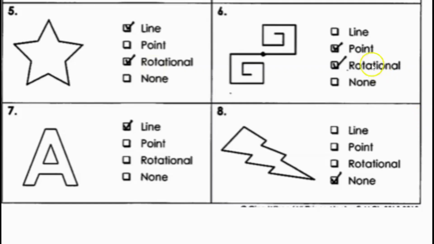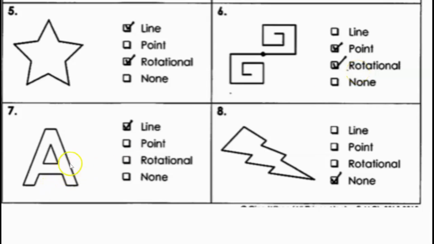All right, line symmetry. There's no place I could draw a line through and it folds perfectly onto itself. But if I do a 180 degree turn, it would look the same. So it has point symmetry. And if it has point symmetry, it also has rotational symmetry.